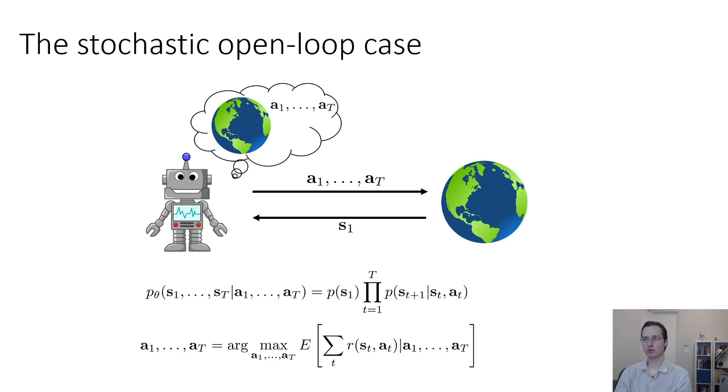This is a reasonable way to approach the planning problem in stochastic environments, but I'm going to claim that this is, in some cases, not a very good idea. So the deterministic case on the previous slide was fine, you can get optimal behaviors that way, but this can actually be very suboptimal in some cases.